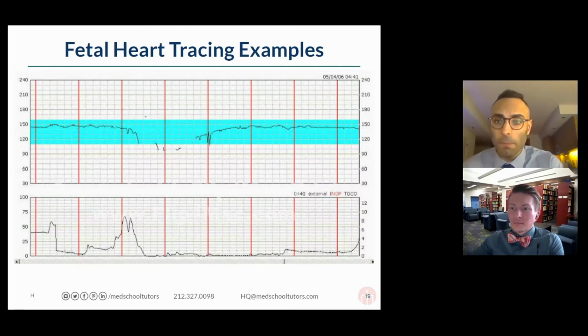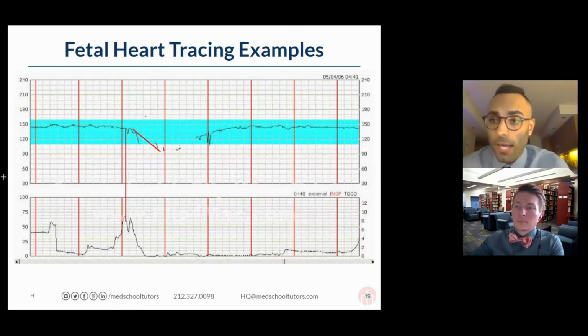So again, look at the peak of the contraction. And Joe will point it out for us. The peak of the contraction correlates with the beginning of that nadir for the heart tracing, the deceleration, okay? Always look at that, and you'll have that nice systematic approach to say, bam, this is late deceleration. I got to think about uteroplacental insufficiency.